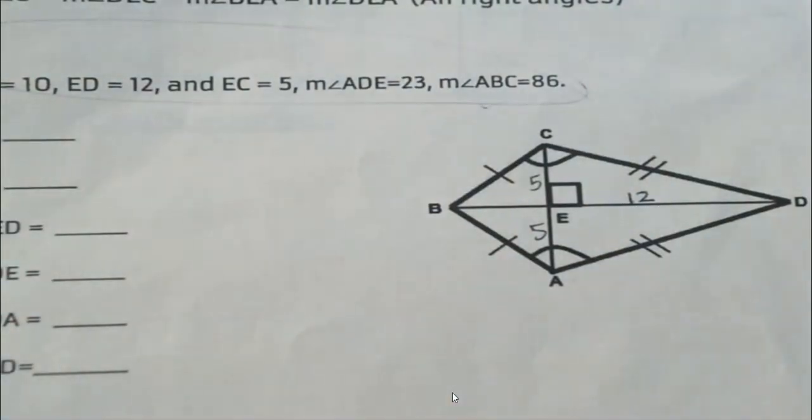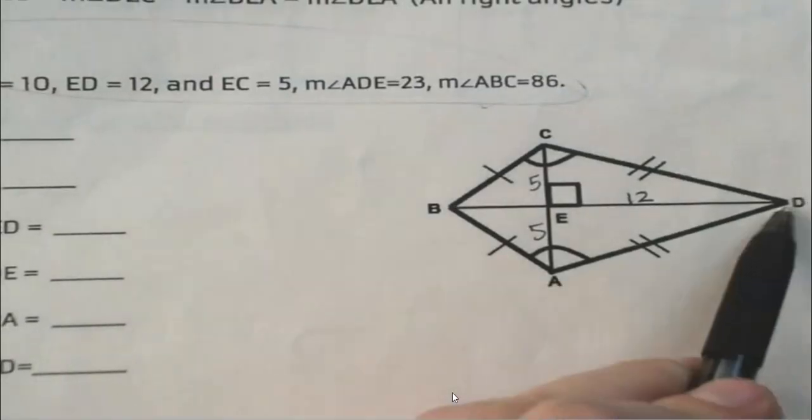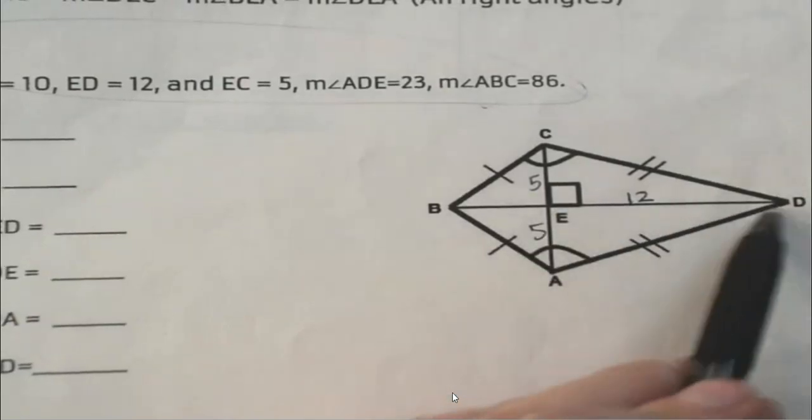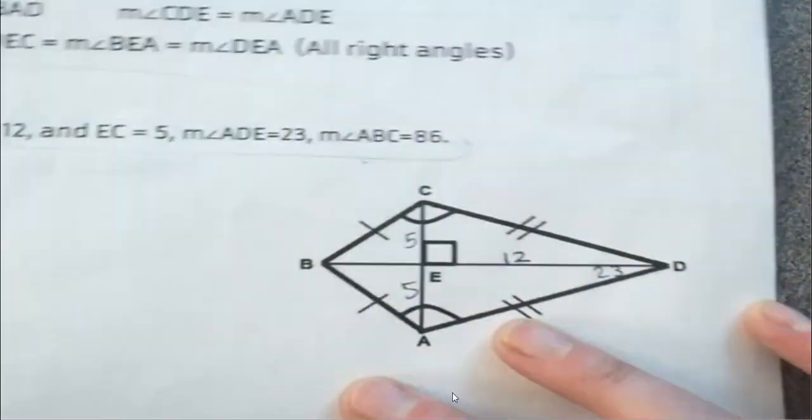And then ADE. All right, I want you to do some thinking right here and not just write down what I'm writing. A, then D, then E. So find this. A, D, E. So it's this bottom angle here. It's the space in between AD and ED. So that is 23 degrees.